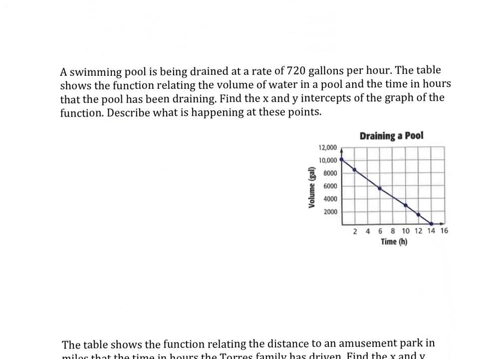Okay, now we're going to find the x and y-intercepts of a graph in a word problem and try and figure out what those things mean in the context of our problem. Our x-intercept is where our line crosses our x-axis. And remember, our x-axis is always the horizontal one. So in this case, our x-intercept is at 14, where x equals 14 and y equals 0.